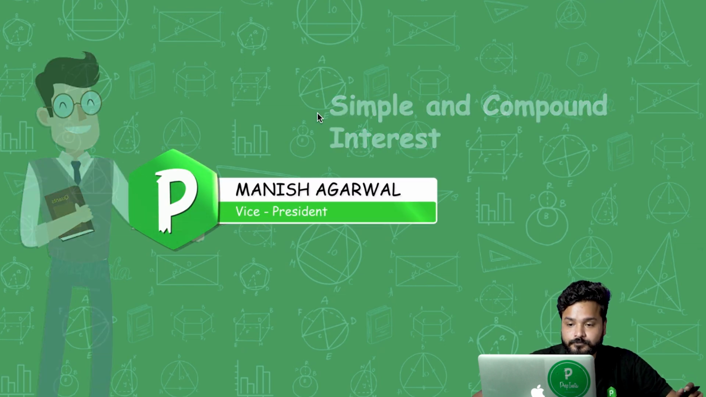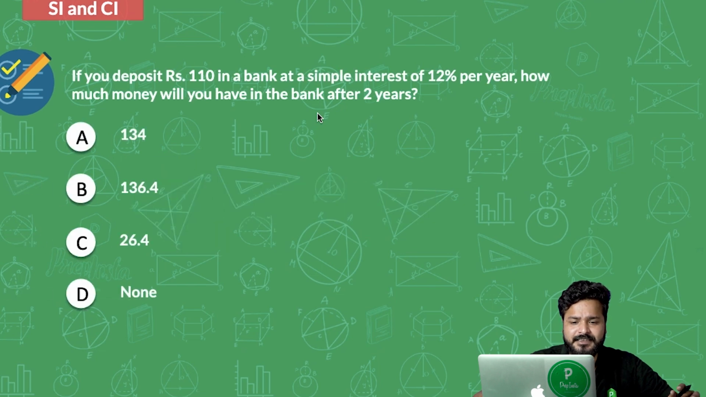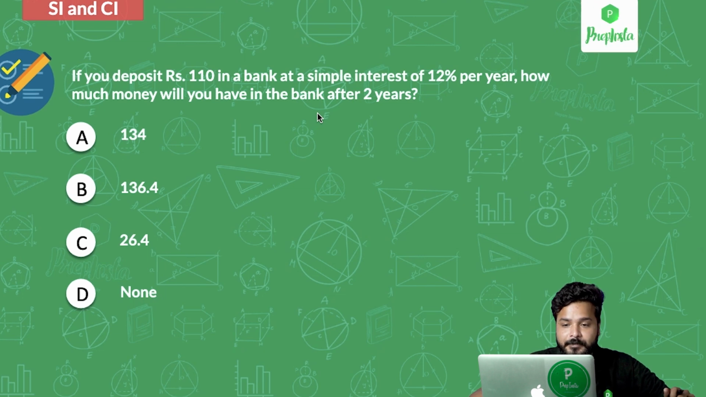So let's see the basic questions, and I hope you have gone through the theory already, so that is going to help you somewhere or the other. Here's the first question from simple and compound interest for this particular exam. I'm giving you 60 seconds to solve this question. Take your time and get back to us. Here's a timer of 60 seconds on your screen.